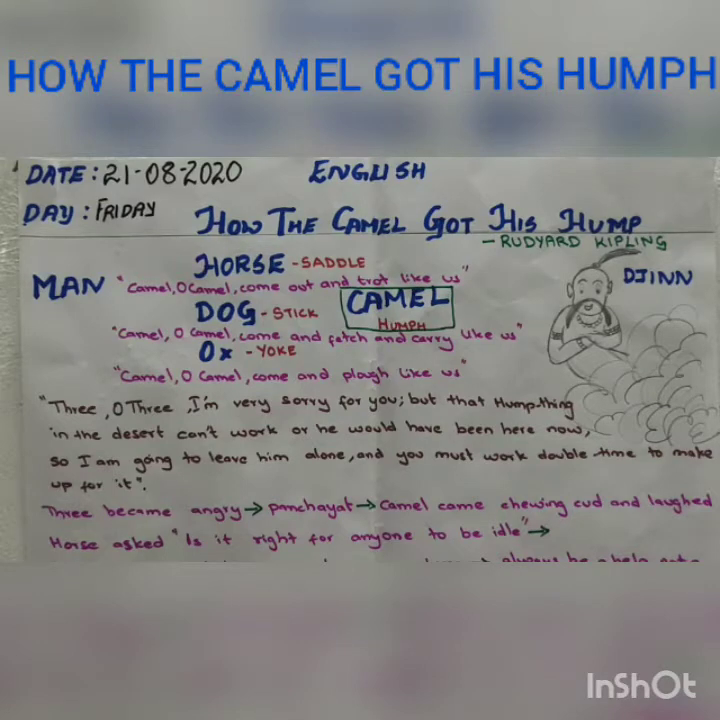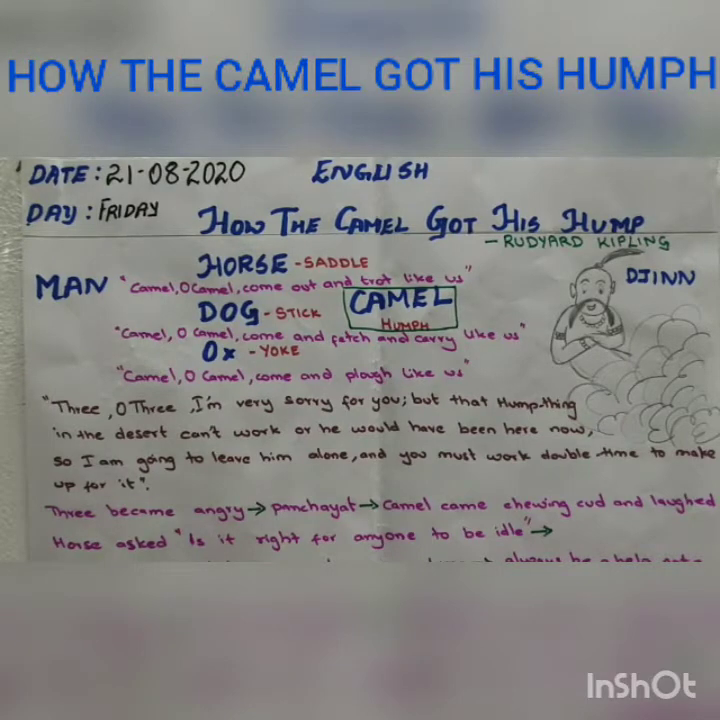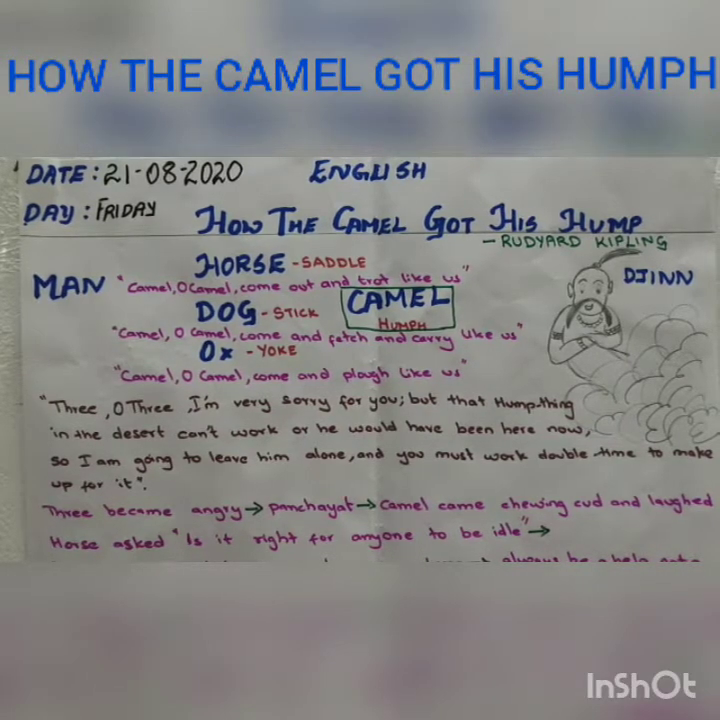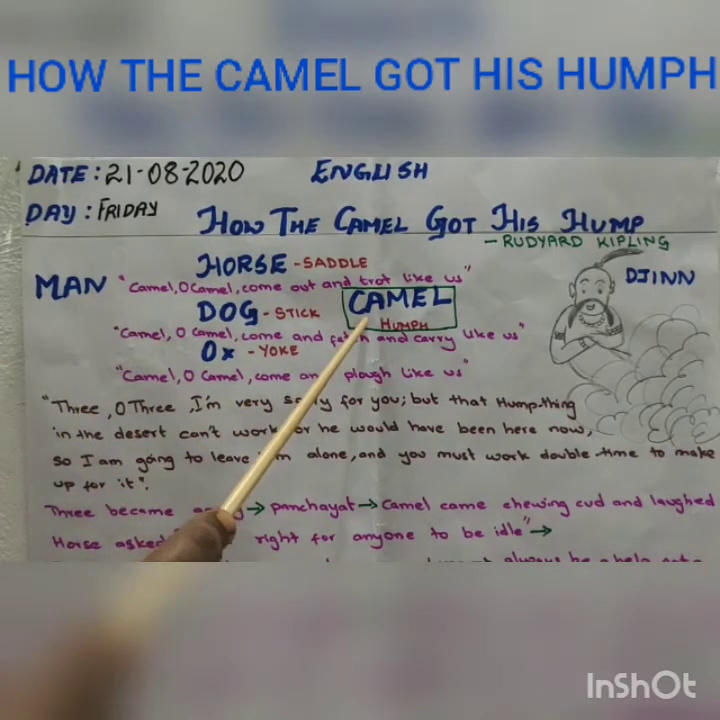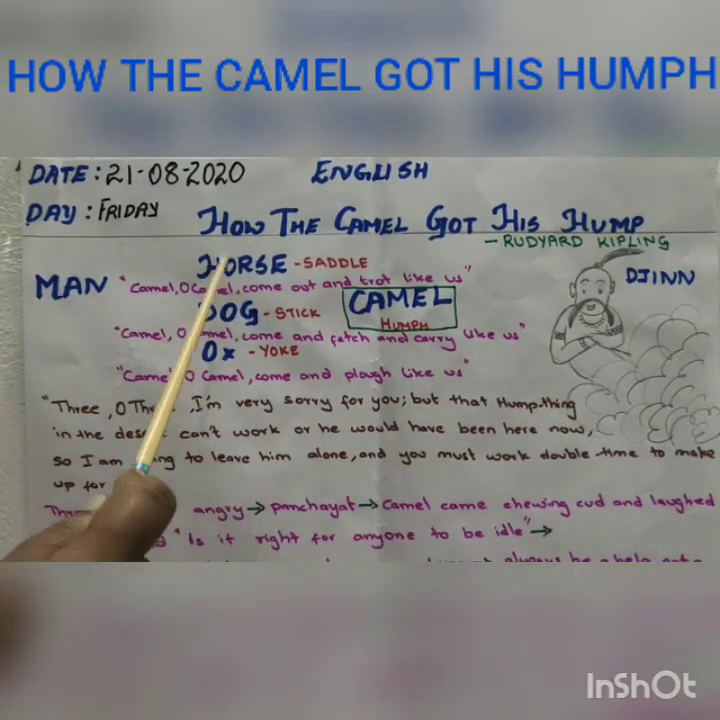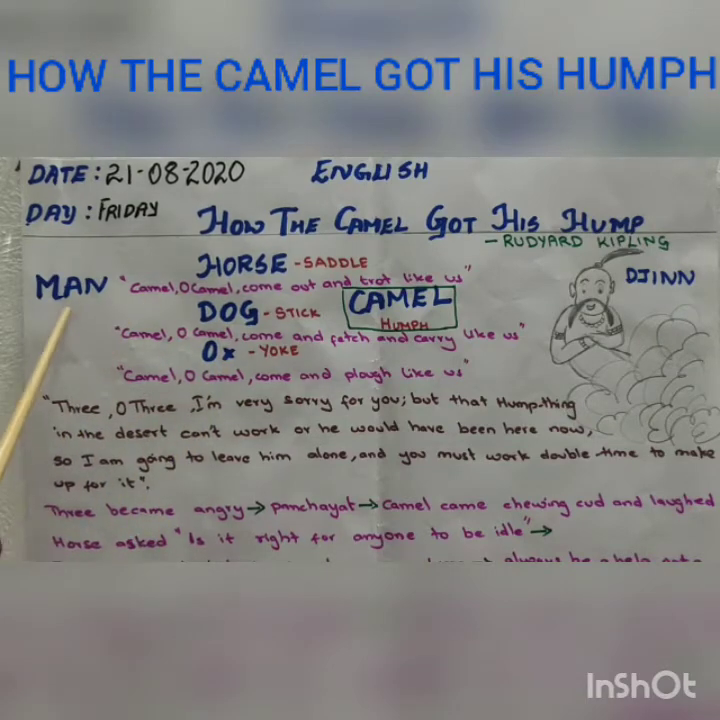This is about how the camel got his hump by Rudyard Kipling. This is from our supplementary, the first chapter. So children, this lesson is actually about these main characters. That is a camel, a jinn, horse, dog, ox and a man.